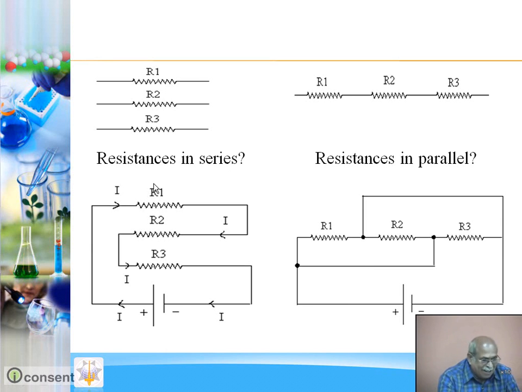Now imagine that I complete the circuit as shown here. The circuit is complete here. Now what do you see? Current I delivered by the battery passes through R1. Same current I passes through R2. Same current I goes in R3 and returns to negative terminal of the battery or cell. So what do we see? Current in resistances R1, R2 and R3 is same current. So these resistances are in series.